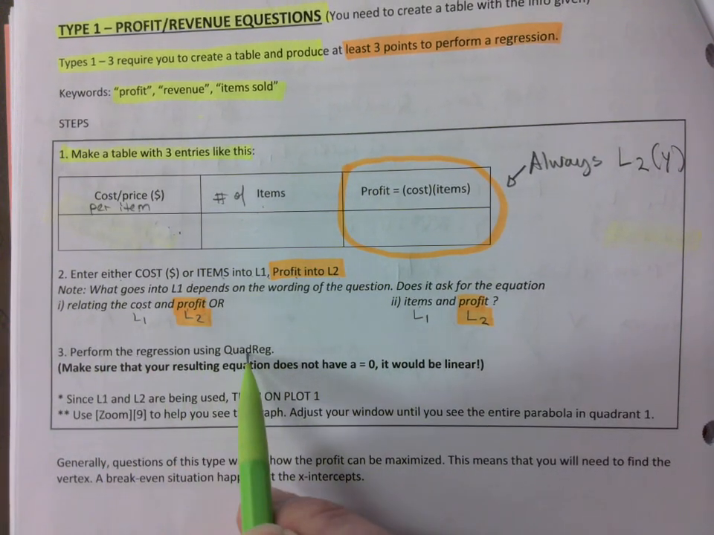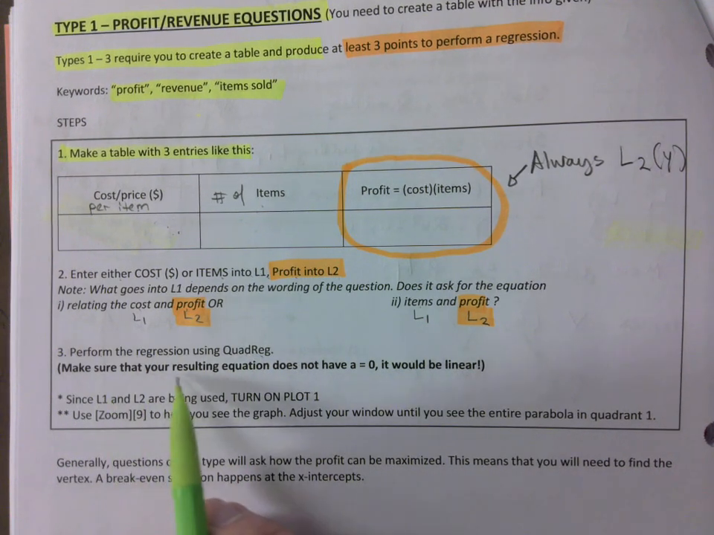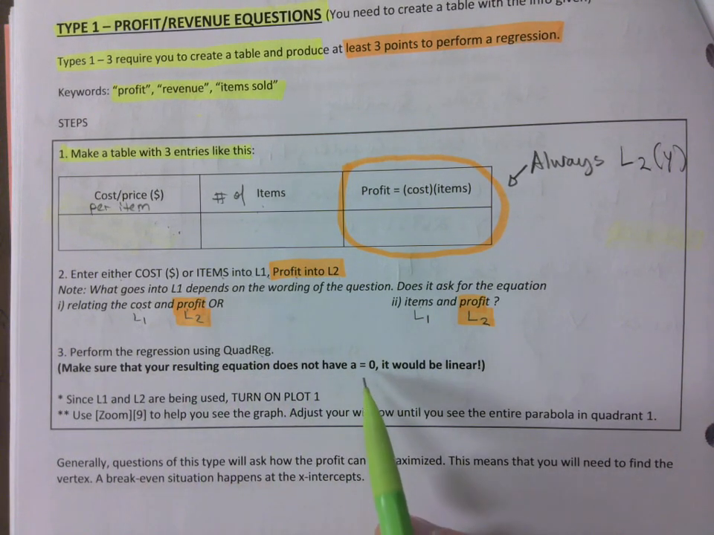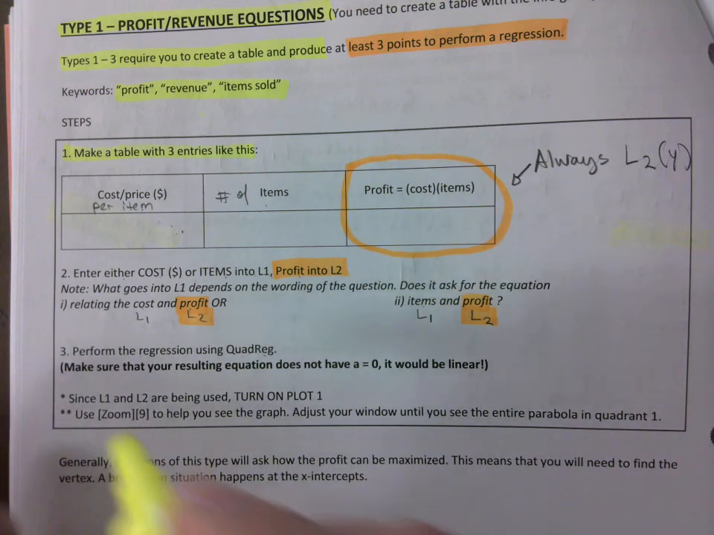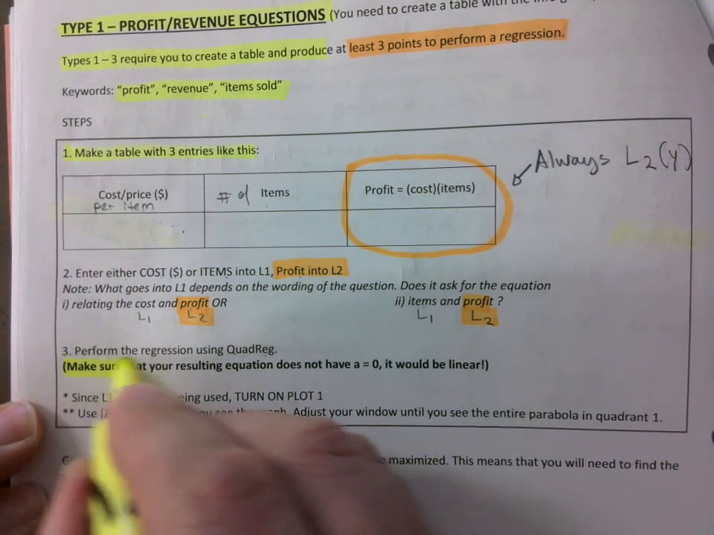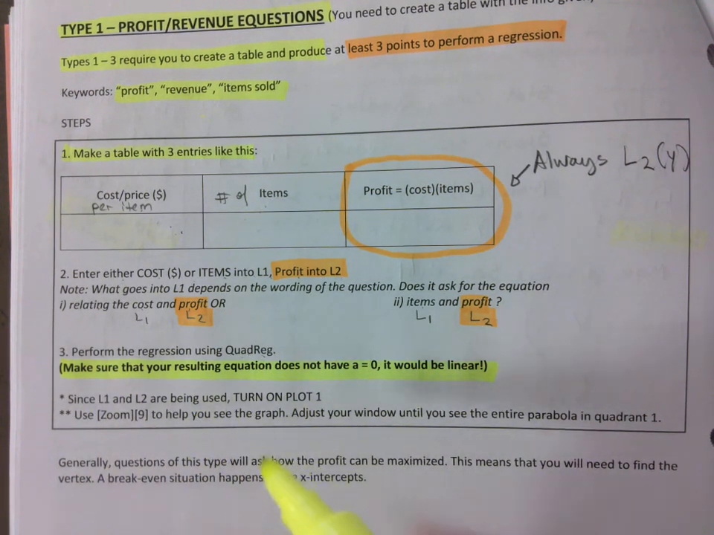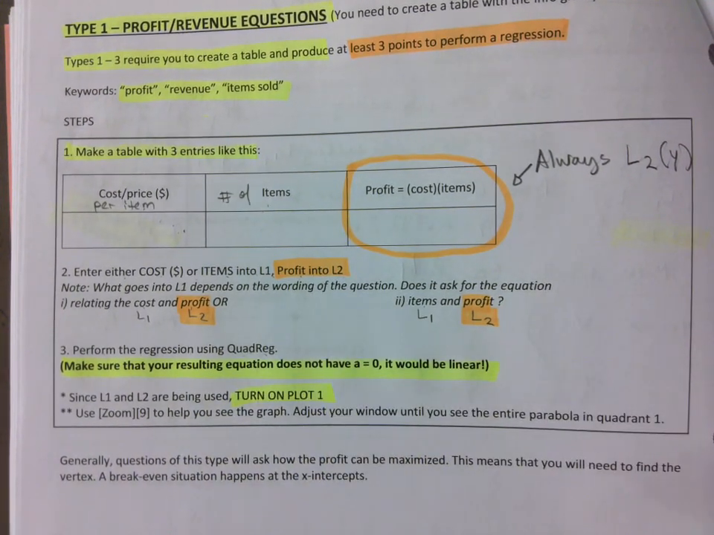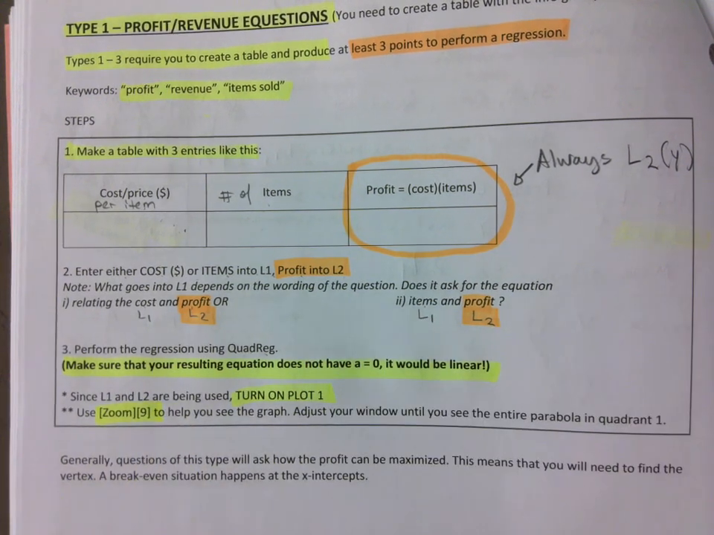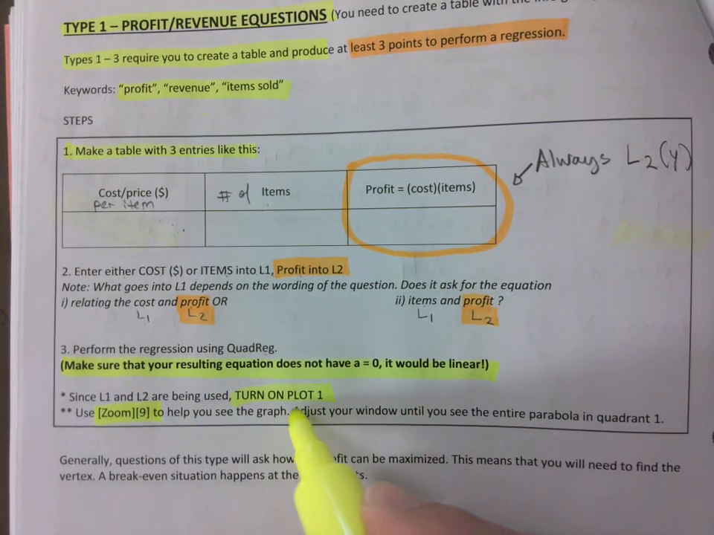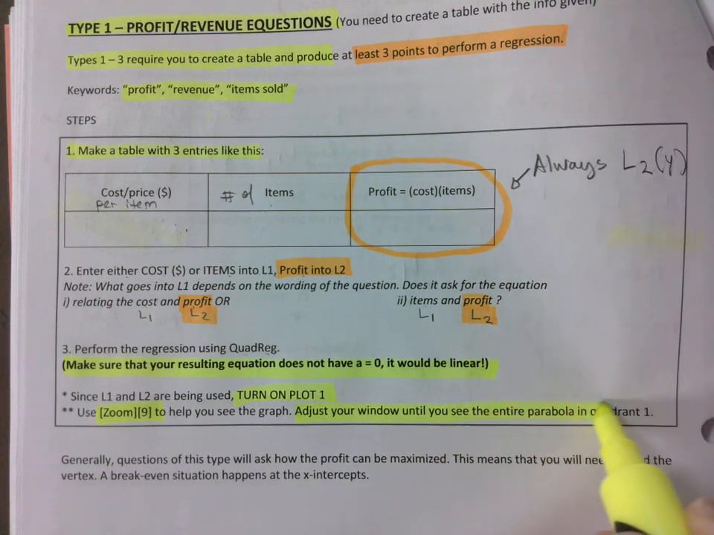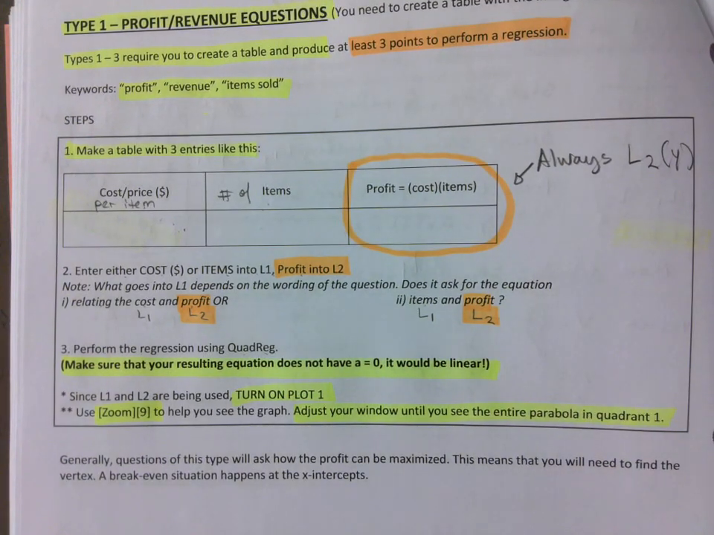Perform the regression using quadreg. Make sure your resulting equation does not have A equal to 0. This will be linear. I'll just highlight that one more time. It says L1 and L2 are being used. Turn on plot 1, just like before. Use zoom 9, that's zoom stat, to see the graph. Adjust the window until you see the entire parabola in quadrant 1.